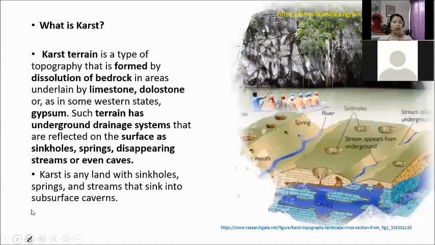Okay, so we have what is karst. Karst terrain is a type of topography that is formed by dissolution of bedrock in areas underlain by limestone, dolostone, or, as in some western states, gypsum. Such terrain has underground drainage systems that are reflected on the surface as sinkholes, springs, disappearing streams, or even caves. So karst is any land with sinkholes, springs, and streams that sink into subsurface caverns, yung mga large caves, like itong sa underground river ng Palawan.